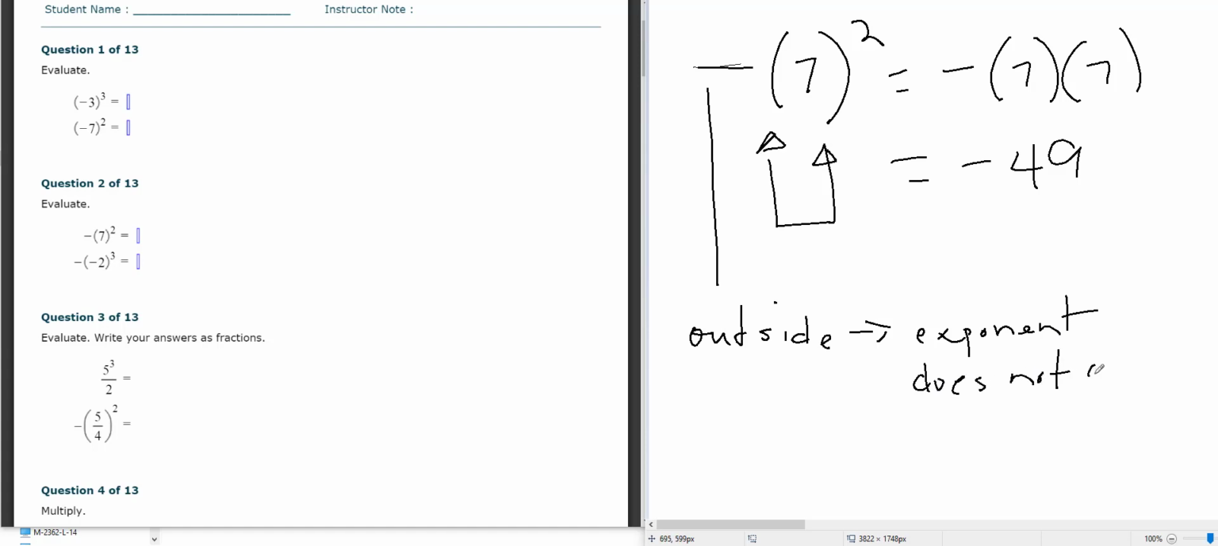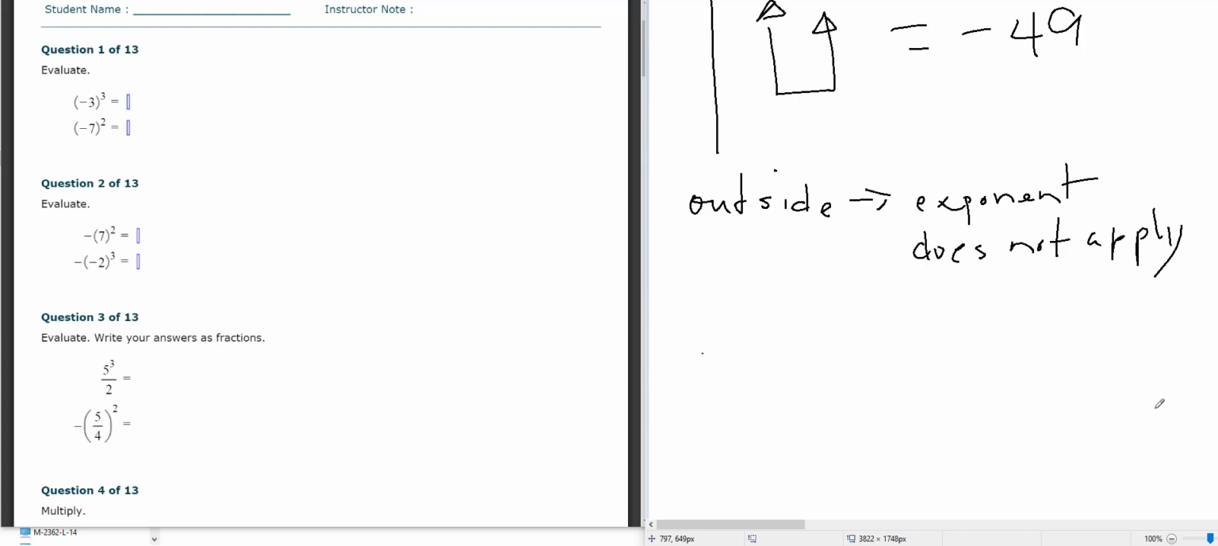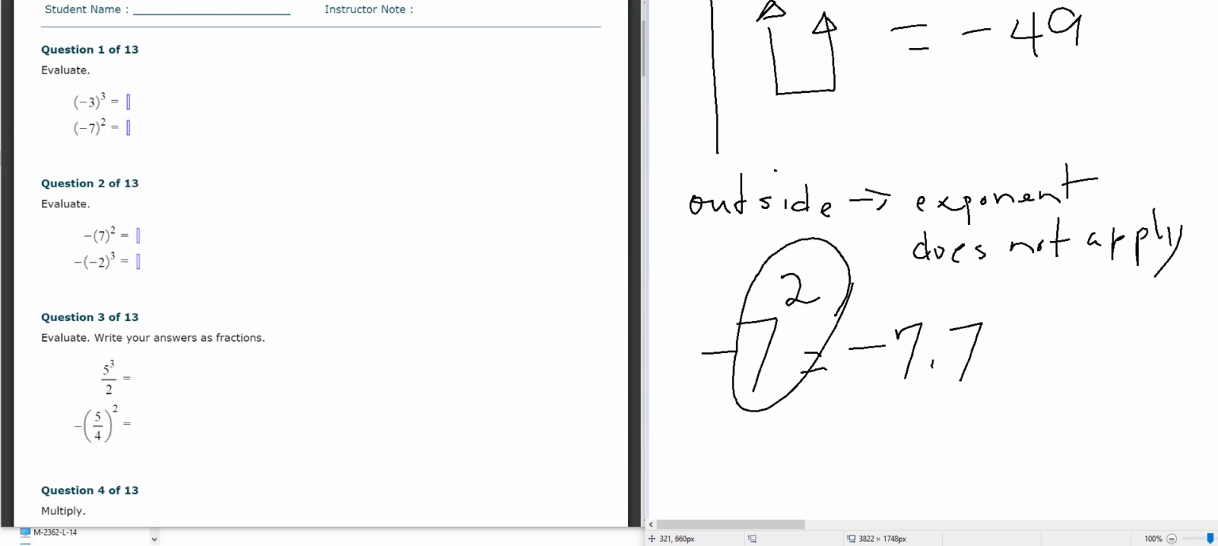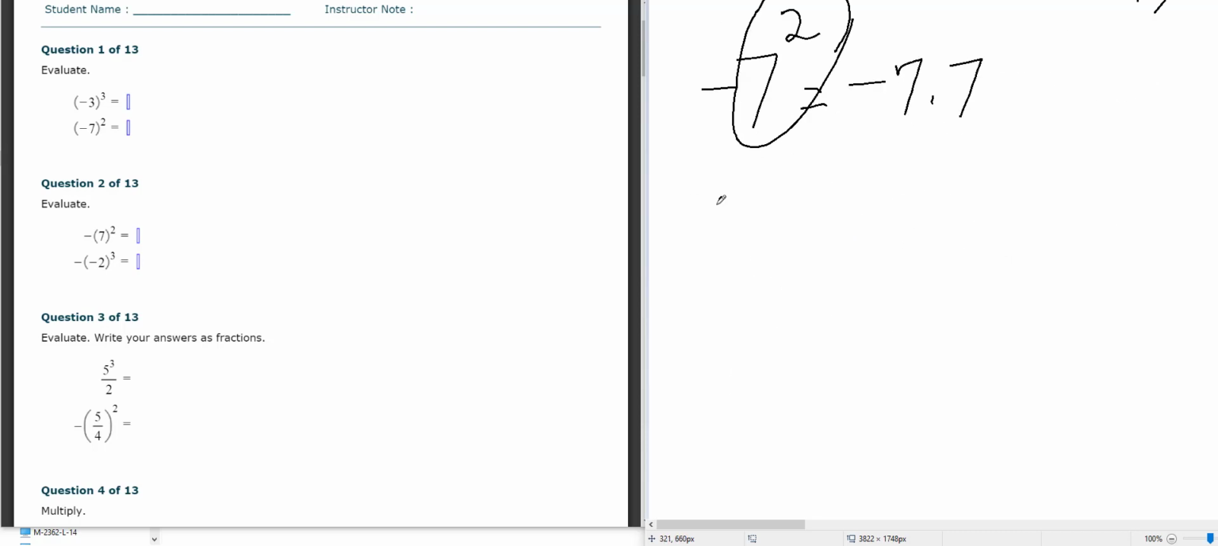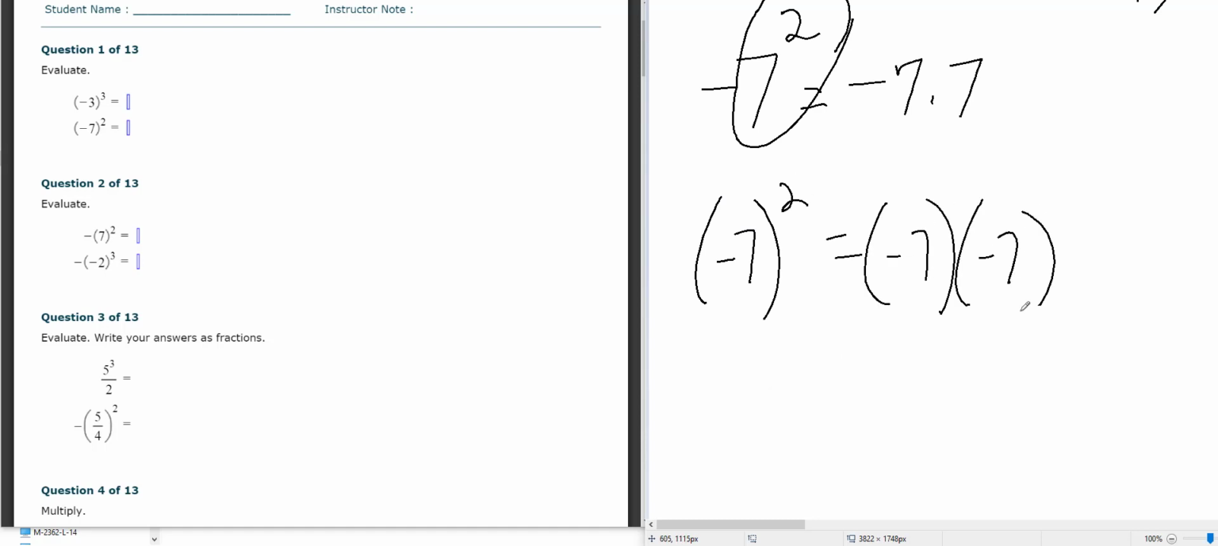And in fact, if you have a base without parentheses, such as minus 7 squared, that also means 1 minus and 2 sevens. The exponent only applies to what is right in front of it, unless there are parentheses, in which case it applies to the whole thing. The opposite of 7 squared will be a negative 49, and this one is negative 7 squared, which is a positive 49.